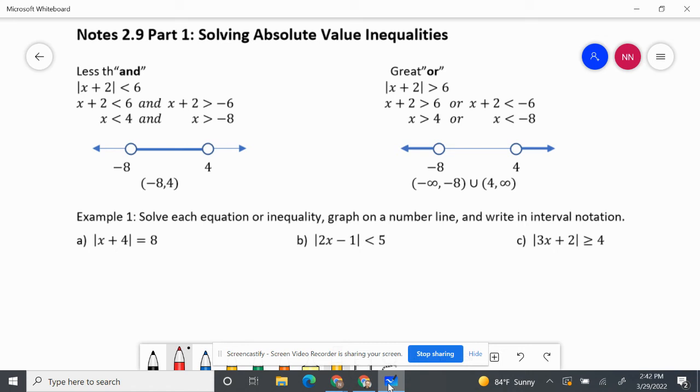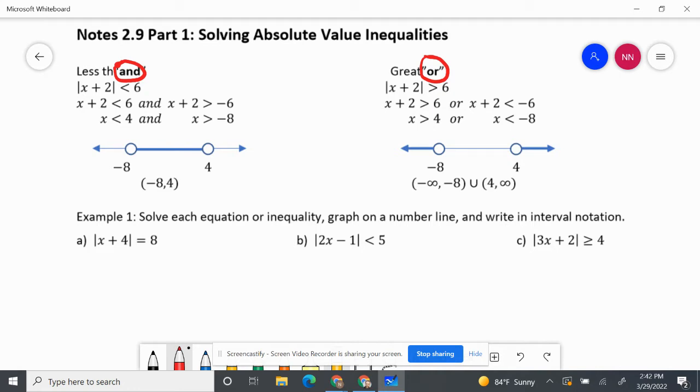What we're going to do is we're going to look at absolute value inequalities. We've solved absolute values and we've solved compound inequalities. This is an absolute value inequality, compound inequality. We have and statements and or statements, just like what we did for the compound inequalities.